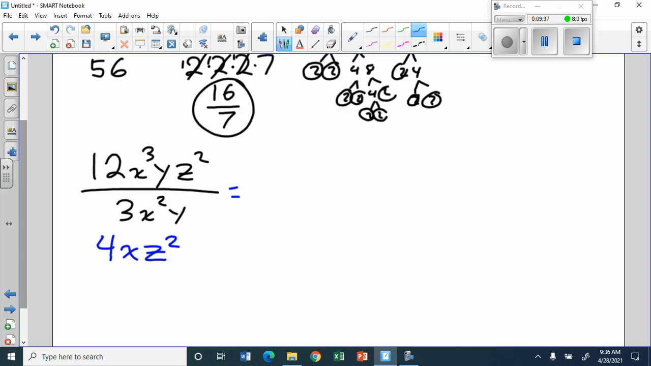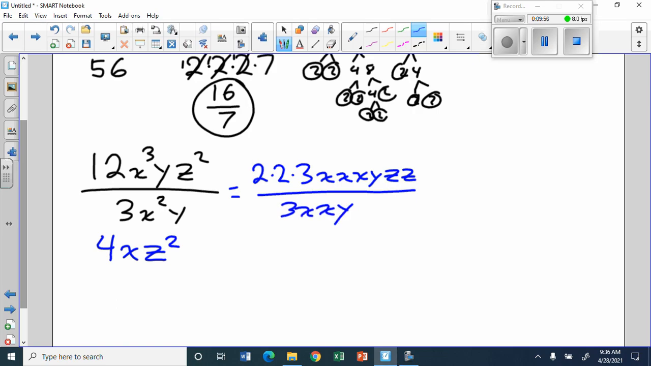If we factor 12, 12 becomes 4 times 3, which is 2 times 2 times 3. X cubed means I have 3 x's. Y is 1. Z squared is 2 z's. On the bottom, 3, x, x, y. That cancels the 3 and the 3. What's left is 4.